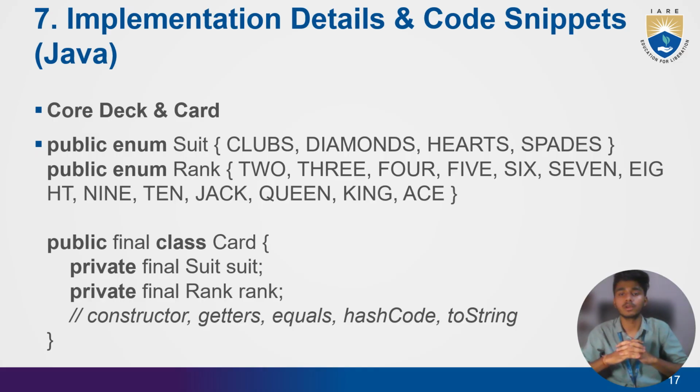Implementation details and code. Code types: what they represent. Suit and rank are simple enums listing the 4 suits and the 13 ranks of the standard 52-card deck. Card is an immutable value class, a final class, with private final suit and private final rank. That's ideal for a card because it prevents accidental mutation and makes them safe to share. Constructor, getters, equals, hashCode and toString should be implemented in the usual way. Immutability makes equals and hashCode stable.